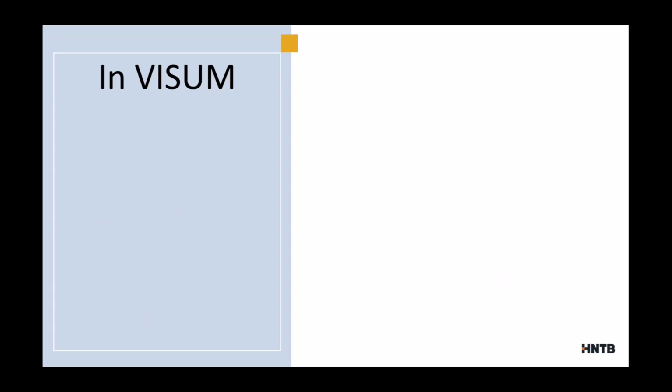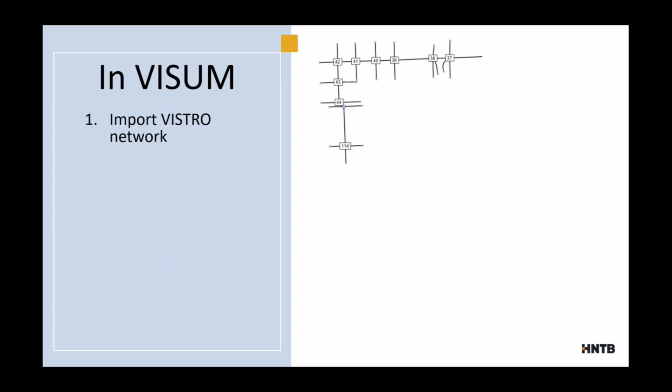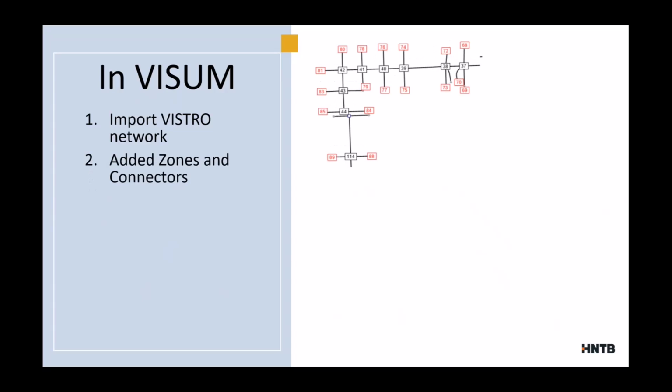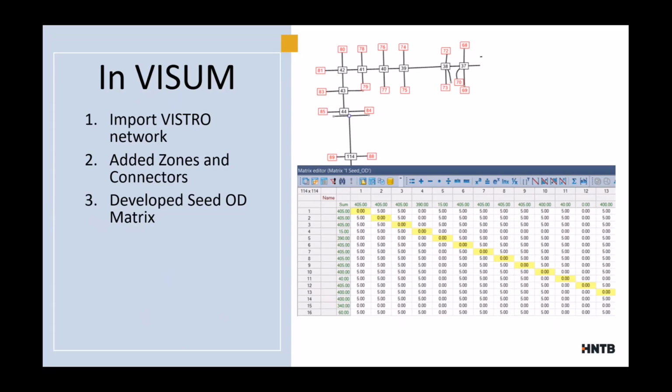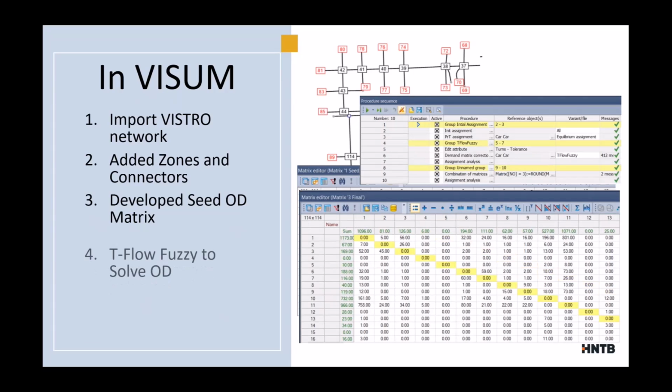So then moving into Visum, we imported our Vistro network to get our base stick diagram with our nodes, and then coded in our zones and connectors in order to start our OD process. We started with a seed OD, where we assign just a relative volume to all of our different possible routes. And then using the T-flow fuzzy feature, we were able to solve the OD matrix.